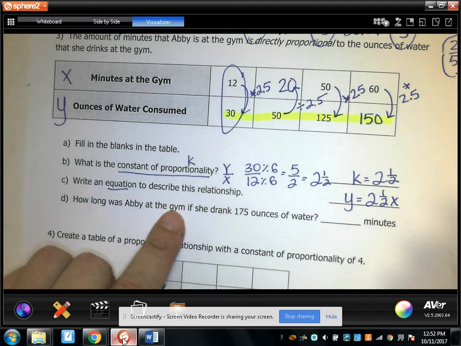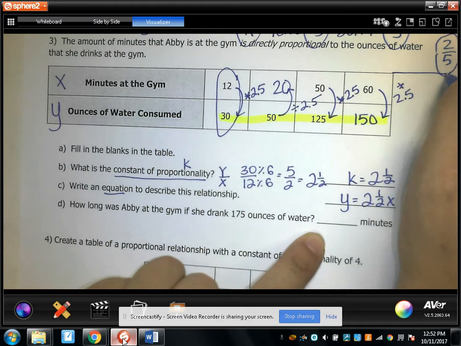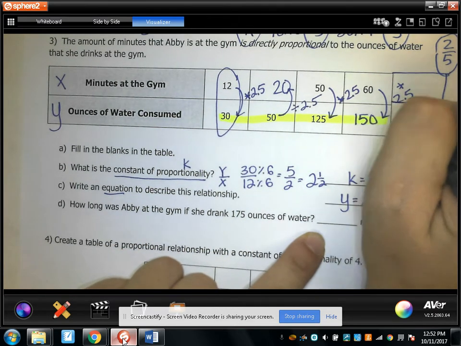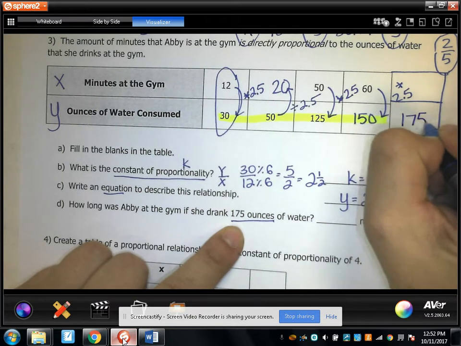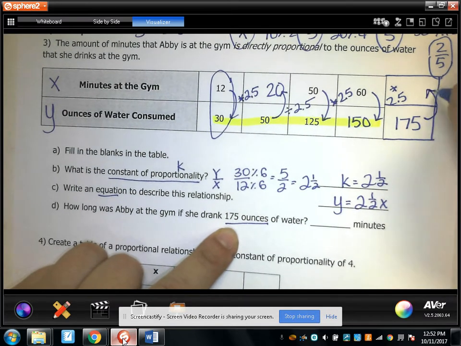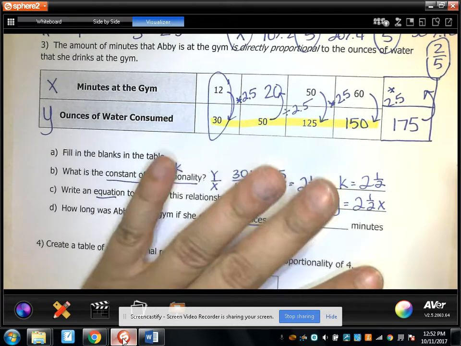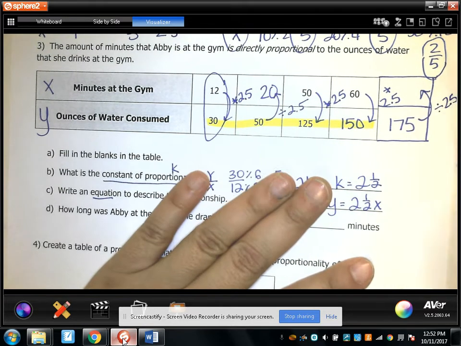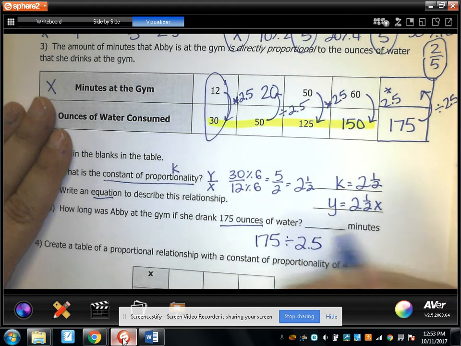How long was Abby at the gym if she drank 175 ounces of water? So I'm going to add a section onto this table, and I was told 175 ounces of water. So I'd be going this direction. The other time I went that direction, I divided by 2.5. So 175 divided by 2.5 is 70.